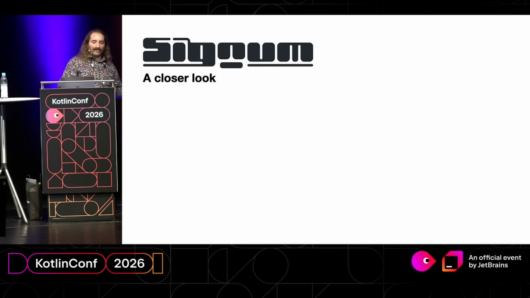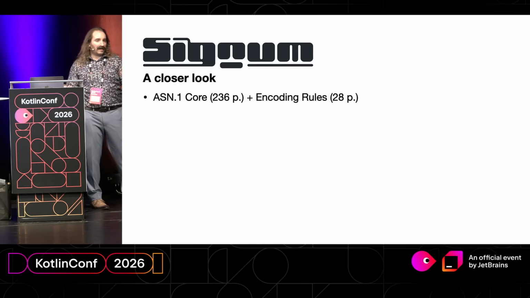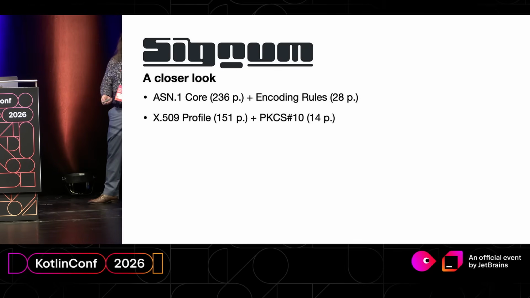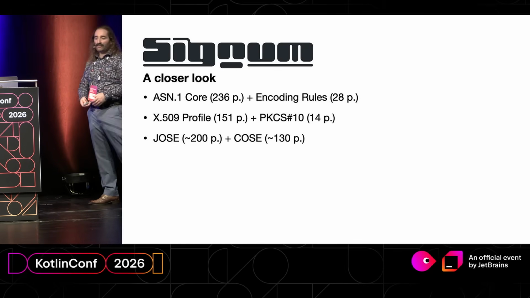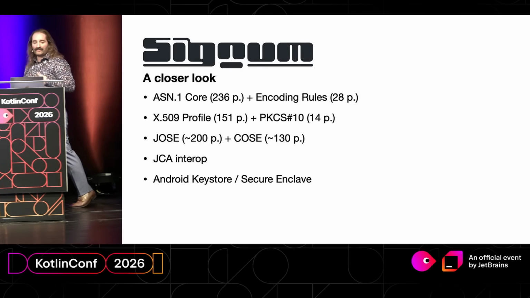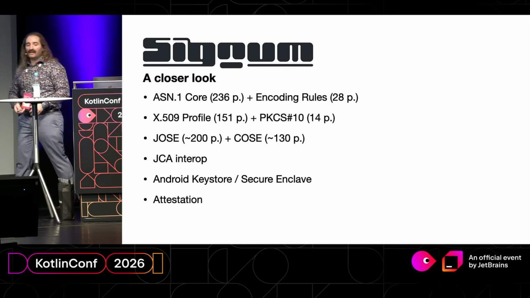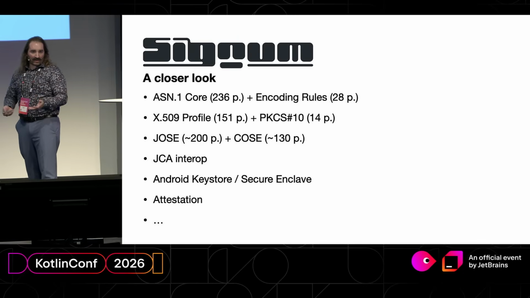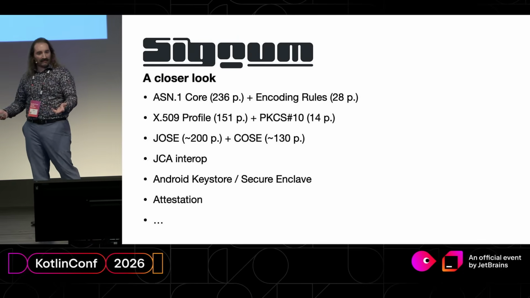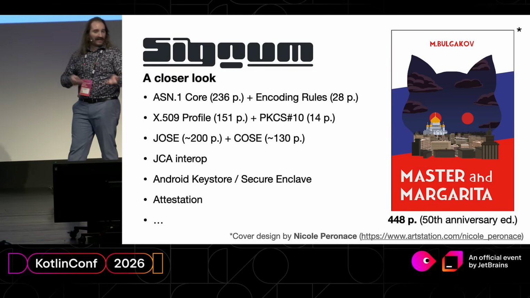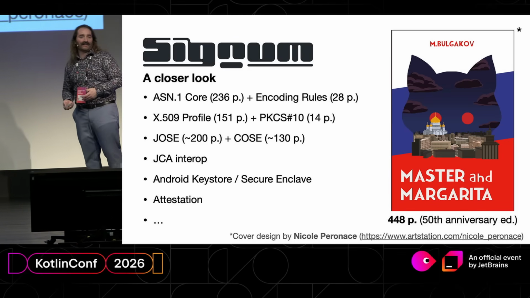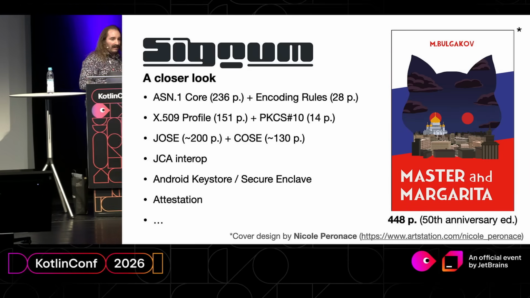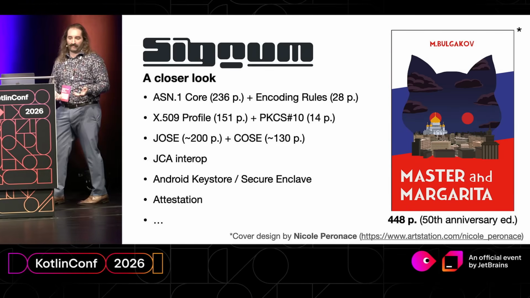So what do we need to cover? Well, we have to cover the ASN.1 core and encoding rules. We have to cover the X.509 profile and the PKCS#N profile. We have to cover COSE, JOSE, JCA interop, Android and iOS interop, attestation, and so forth. So we have more than 600 pages of specification we need to more or less cover. And for context, Mikhail Bulgakov's Master and Margarita tops out at just shy of 450 pages. That is including a foreword for the 50th anniversary edition.